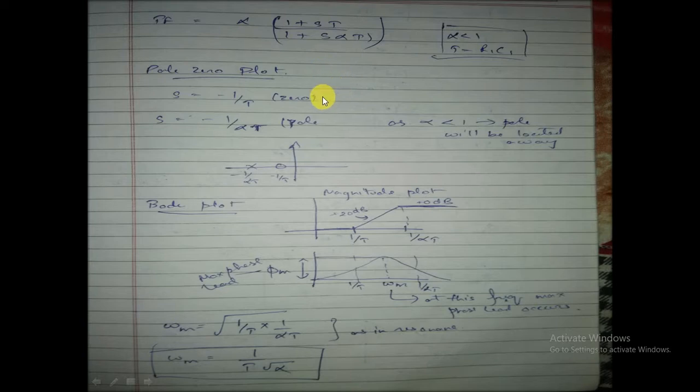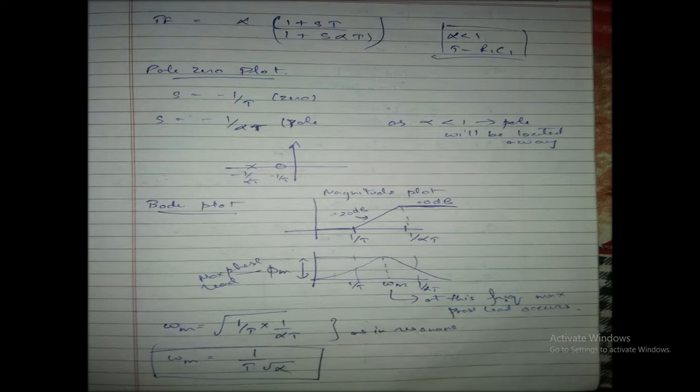So how can we decide which is bigger? We can decide it by this term alpha. As I said, alpha is always less than 1, because it is R2 by R1 plus R2. So obviously it will be less than 1. If it is less than 1, then on total it will be more, and if more of negative, it will be behind the zero. So minus of 1 by T and minus of 1 by alpha T.